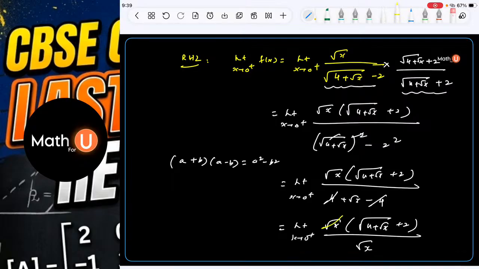Here again square root of x gets cancelled. Wherever x is there, replace with 0. We get square root of 4 plus 2, square root of 4 is nothing but 2, 2 plus 2 equal to 4. See, again on the RHS also we get the same 4.